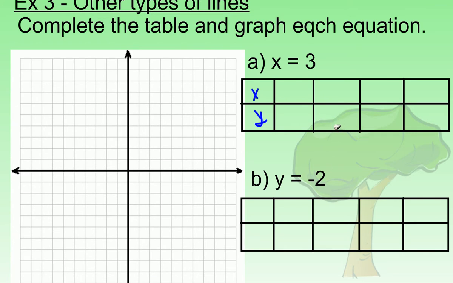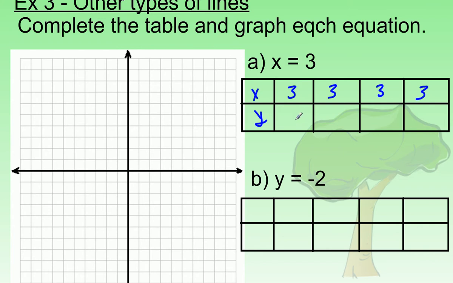Now, essentially what this is saying is that x is 3. Always. No matter what you have for the y value, the x value is always 3. So 3, 3, 3, 3. The x value is 3.